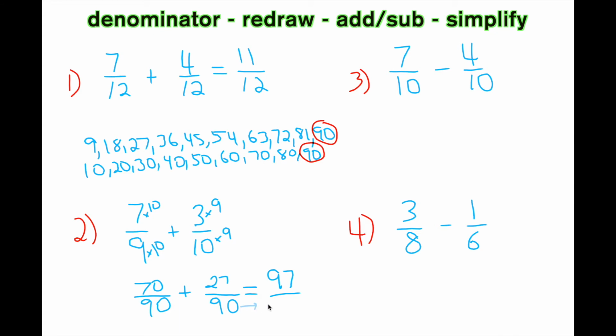Now this turns out to be an improper fraction, and when that happens, we convert it to a mixed number. But we'll save that for another video. Next we would simplify, but 97 over 90 is in its simplest form.